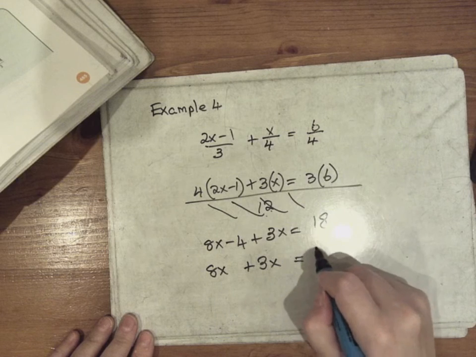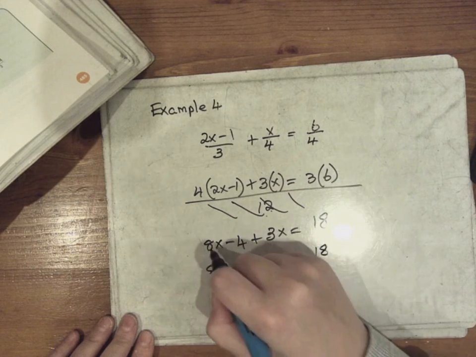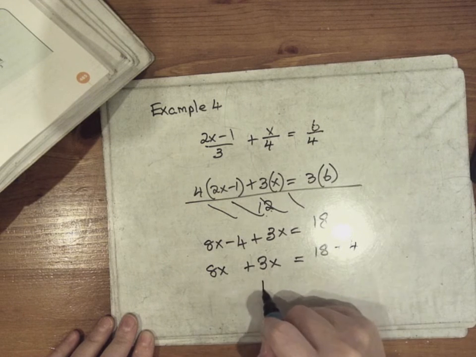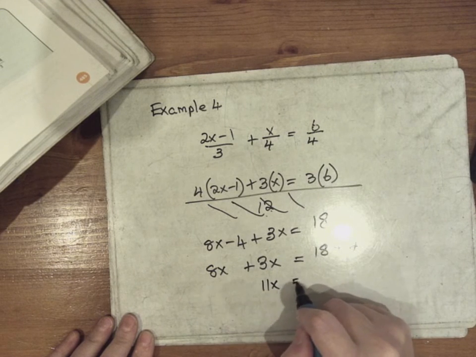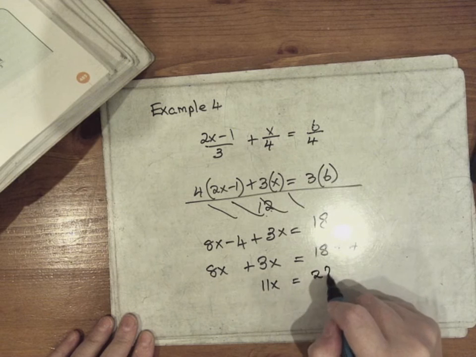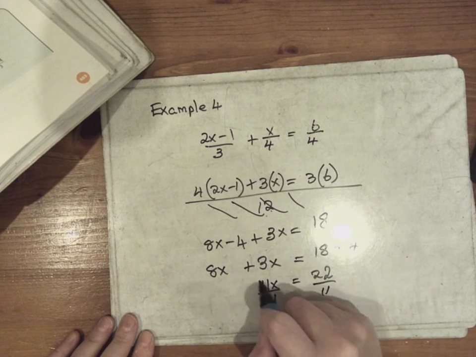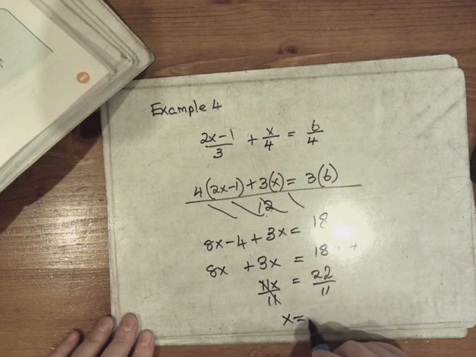over to the right, numbers. 18 is where I want it to be, minus 4 comes over the wall and becomes a plus 4. So you get 8x plus 3x is 11x, 18 plus 4 is 22, then you divide each side by 11, and you end up with x is equal to 2.